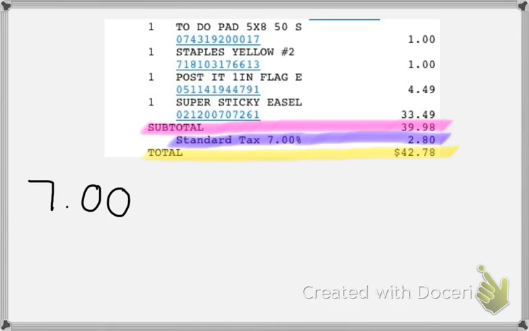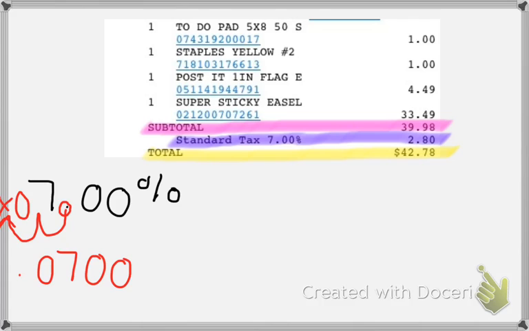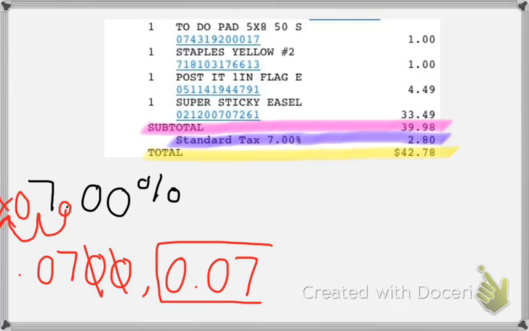To change that to a decimal, we have to take that decimal point and move it 2 spaces to the left. So we're going to go 1, 2. Now in that empty spot, we're going to put a 0. So now we have 0.0700, and we can get rid of those 2 zeros at the end. We don't need them. So it's going to be 0.07. That's our decimal.